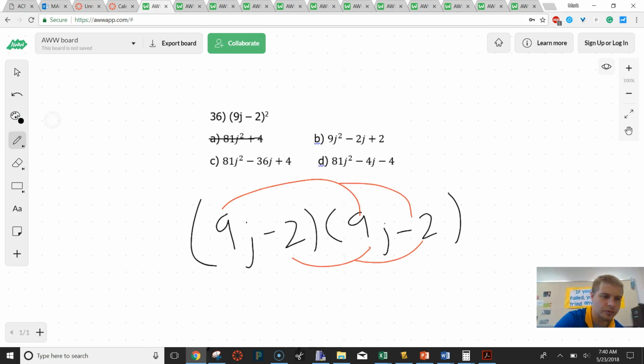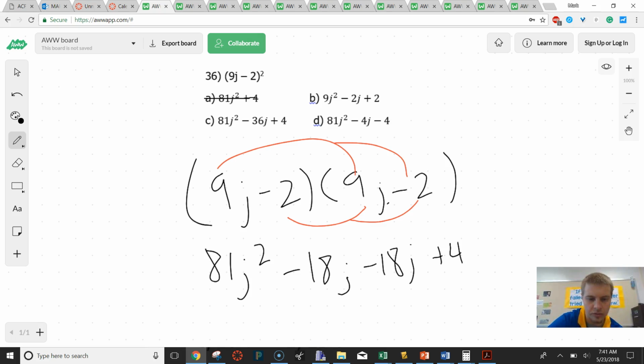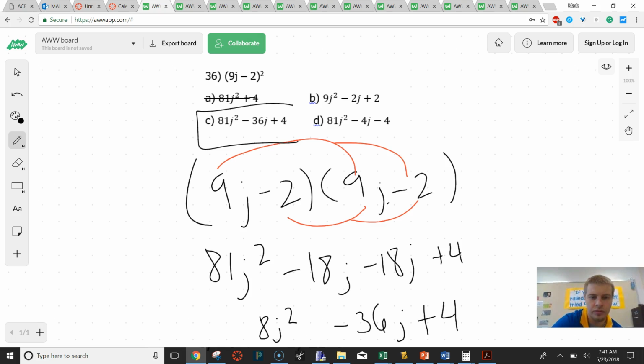So we're going to go through and multiply everything. Well, 9 times 9 is 81, and j times j is j squared. 9 times negative 2 is negative 18, and then we have a j. Negative 2 times 9 is negative 18, and then we have a j. And negative 2 times negative 2 is positive 4. And then from here, I can look at my like terms. My like terms is that negative 36j that's going to be made, which would be answer C. Let's try the next problem.